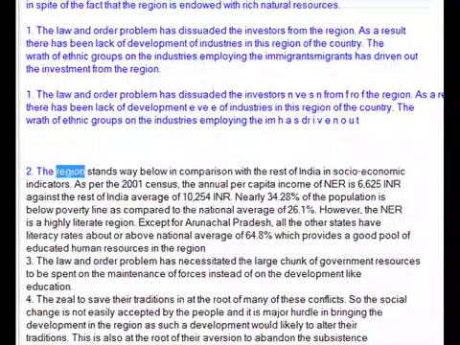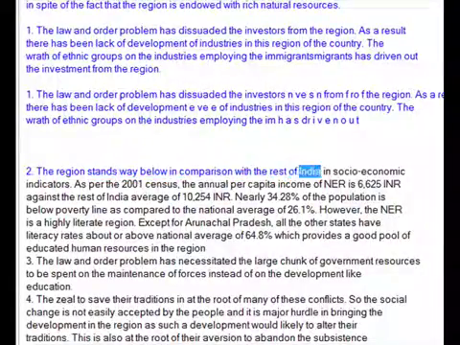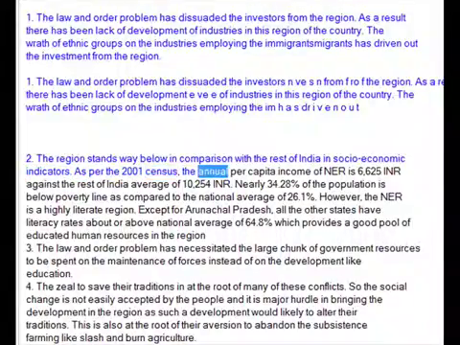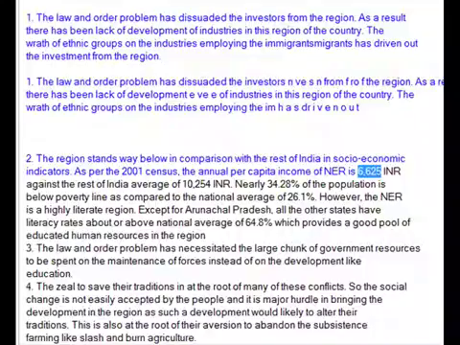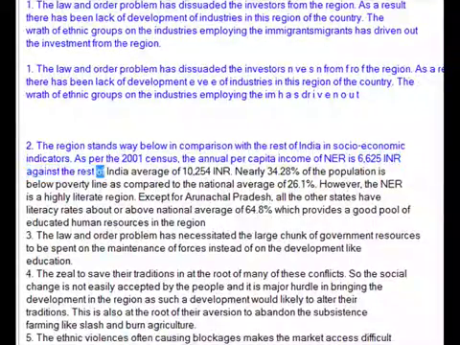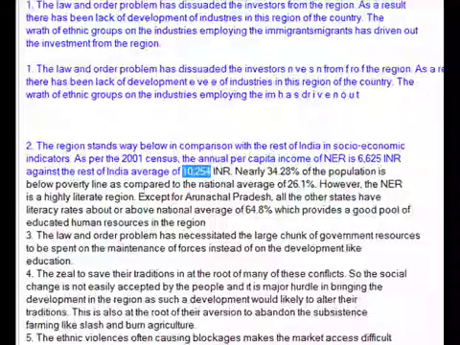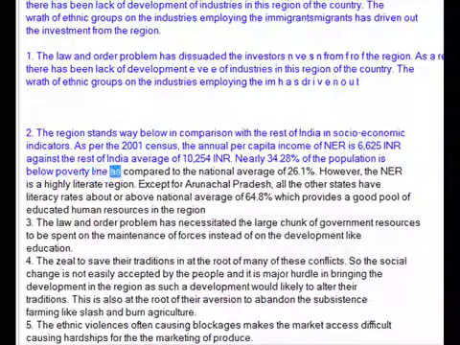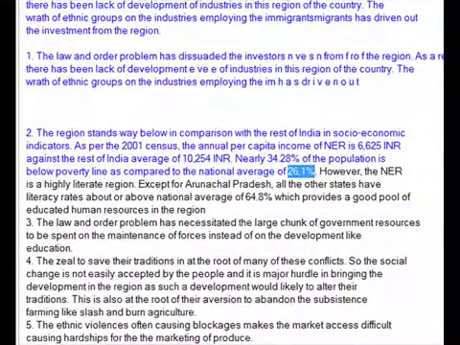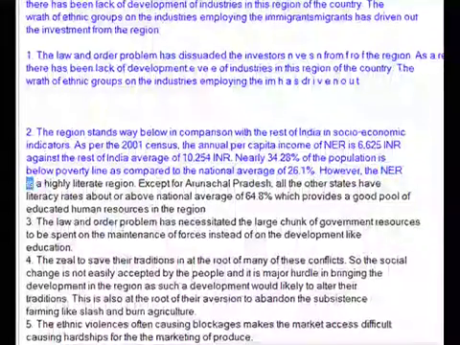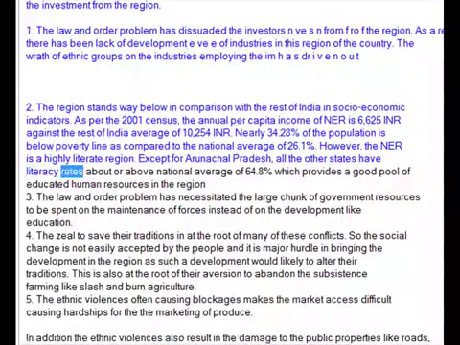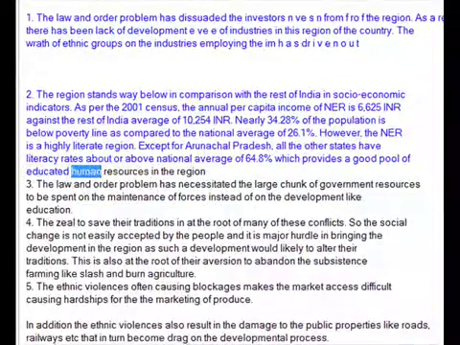2. The region stands way below in comparison with the rest of India in socio-economic indicators. As per the 2001 census, the annual per capita income of NER is 6,625 INR against the rest of India average of 10,254 INR. Nearly 34.28% of the population is below poverty line as compared to the national average of 26.1%. However, the NER is a highly literate region. Except for Uttar Pradesh, all the other states have literacy rates about or above national average of 64.8%, which provides a good pool of educated human resources in the region.